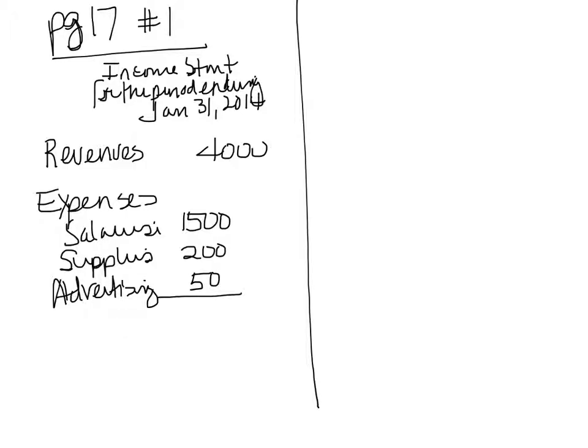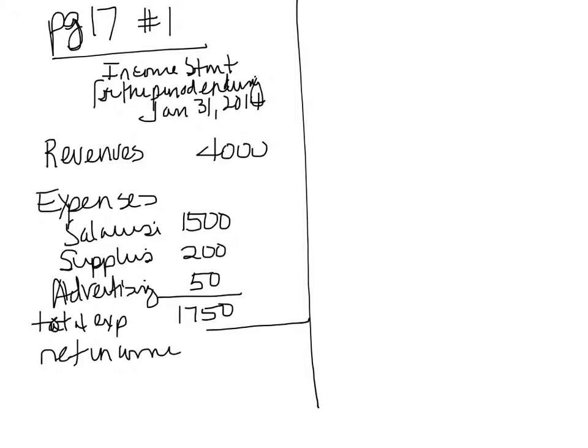So then if I go ahead and total this up, I have total expenses. 1,500 plus 200 is 1,700, plus 50, 1,750, gives me net income, because we said revenues minus expenses gives me net income. And so in this case, if we get a calculator out, we end up getting 4,000 minus 1,750 gives me 2,250.